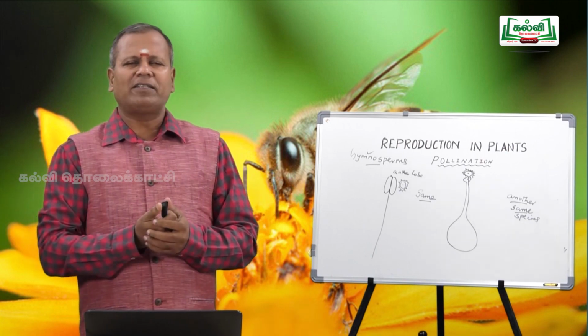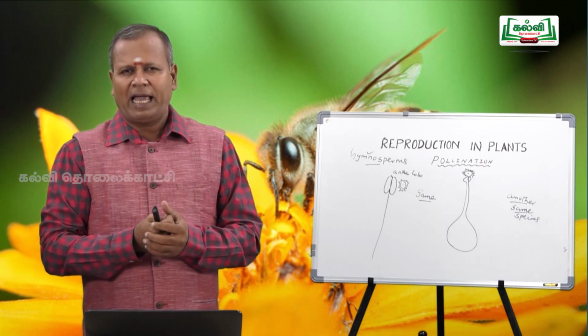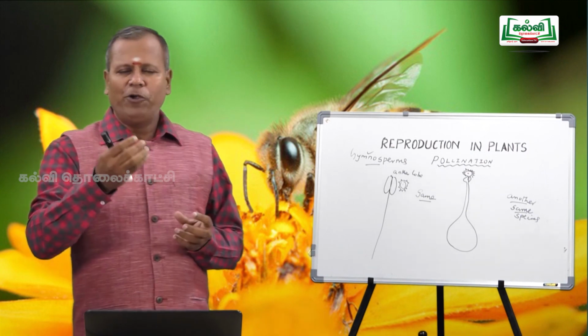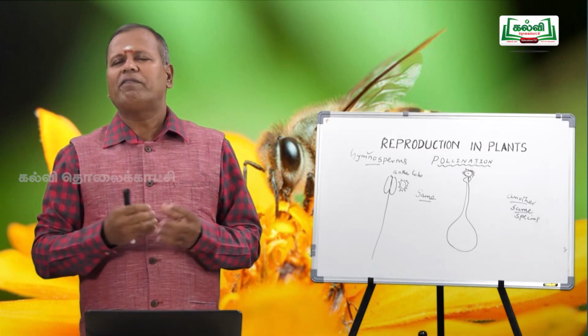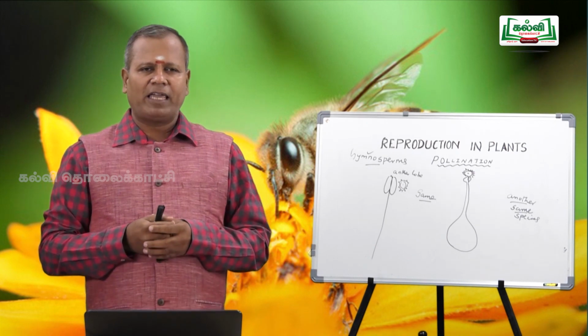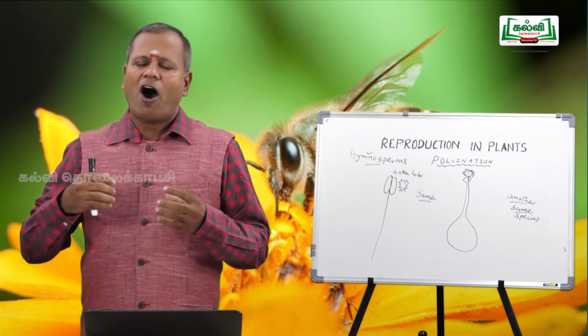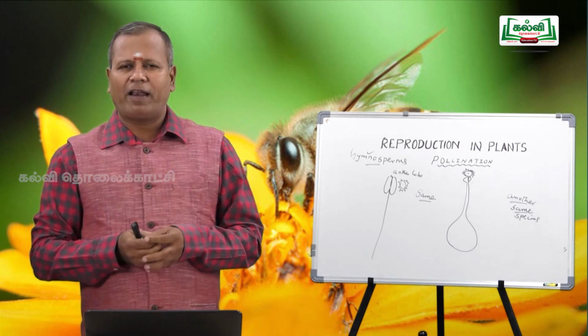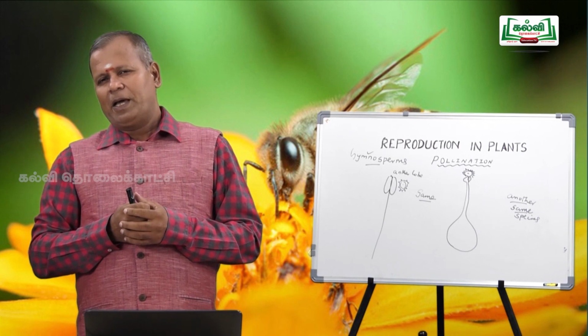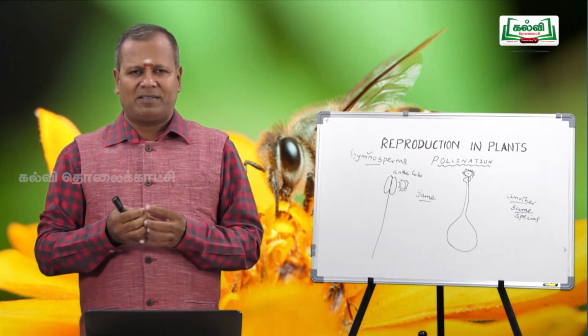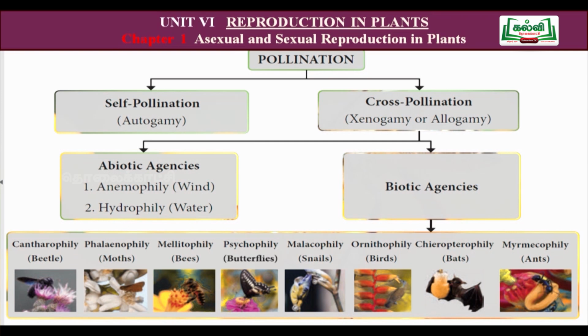The biotic agencies, the biotic components, help in cross-pollination. There are different types of cross-pollination with the help of animals: cantharophily, phalaenophily, malacophily, psychophily, ornithophily, chiropterophily, and finally myrmecophily. Pollination with the help of ants is said to be myrmecophily. Pollination with the help of bats is said to be chiropterophily. Pollination with the help of birds, the aves, is said to be ornithophily.